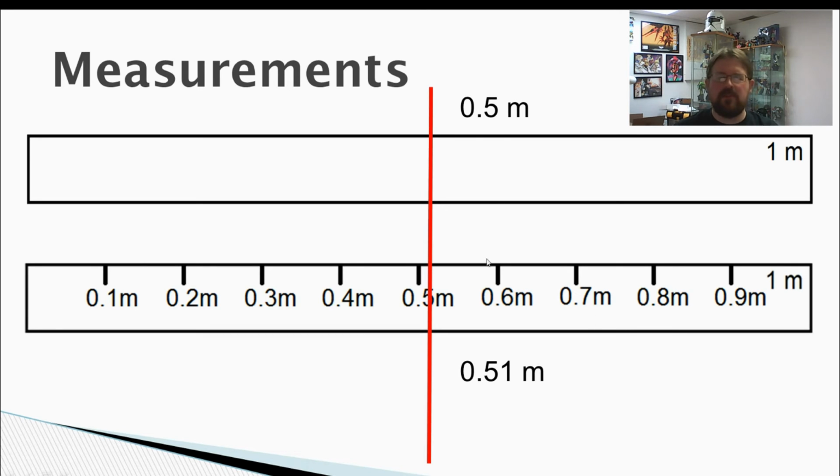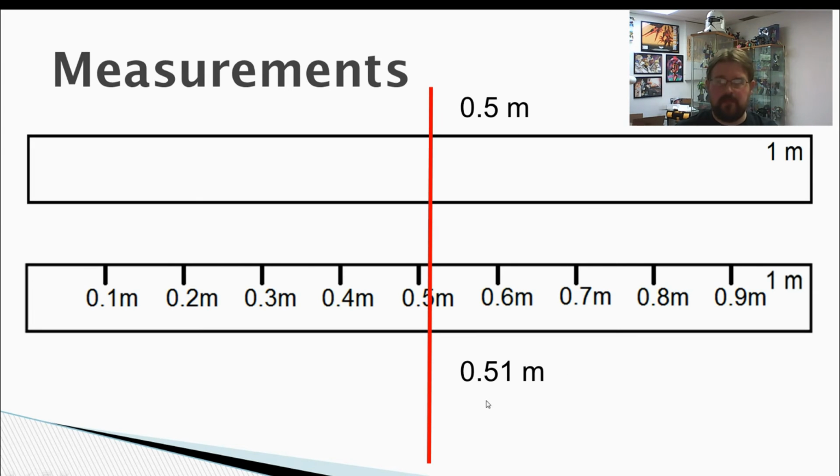But nonetheless, you can take a look here and see that our two measurements aren't exactly the same. That line is in the same spot on both meter sticks. It's going straight down. So between those two measurements, 0.5 meters and 0.51 meters, which one is more accurate? Which one is closer to the true value? Hopefully you said the 0.51 meters, because we can see here that it goes a little bit past 0.5, so it's not just 0.5 meters. It's 0.51 meters.